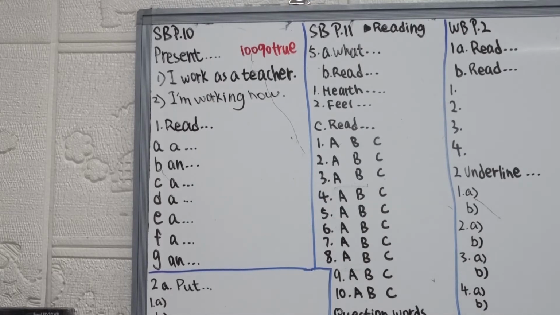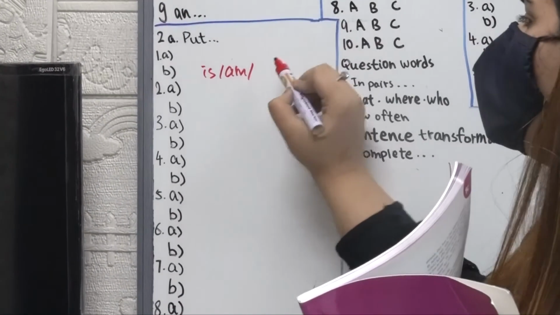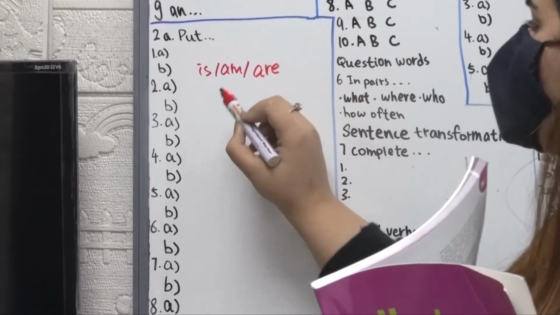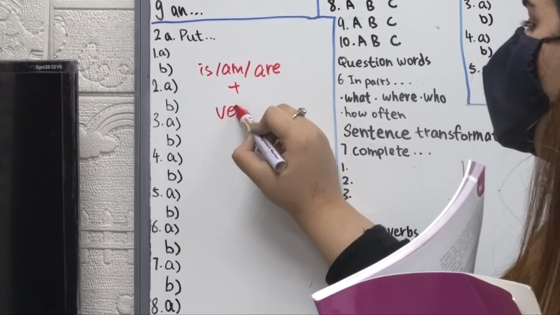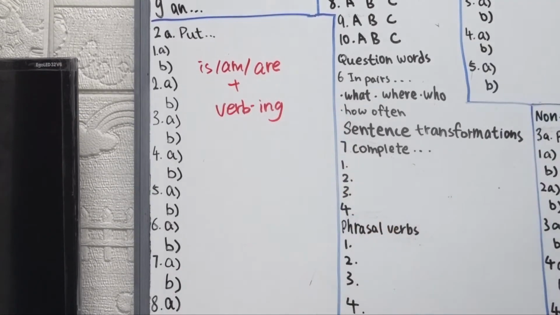The next one is present continuous, which is very easy. You have to change the verb to the ing form, but you have to add the verb be as well. Be means is, am, are. And then add verb plus ing. That is for present continuous.